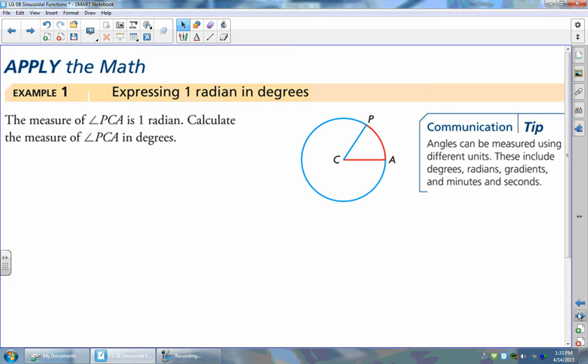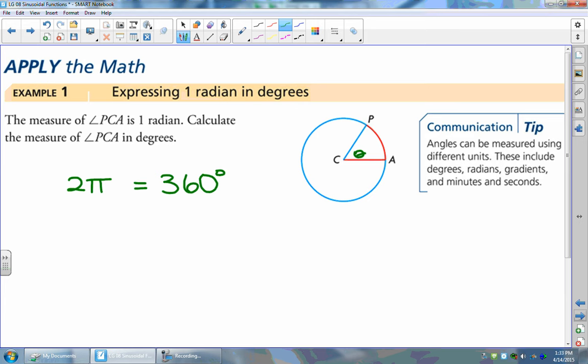The measure of angle PCA is 1 radian. Calculate the measure of angle PCA in degrees. So we want to figure out how many degrees that angle is equal to. Now, we just talked about on the last slide how 2 pi radians is equal to 360 degrees. So now we need to figure out how much 1 radian is equal to.